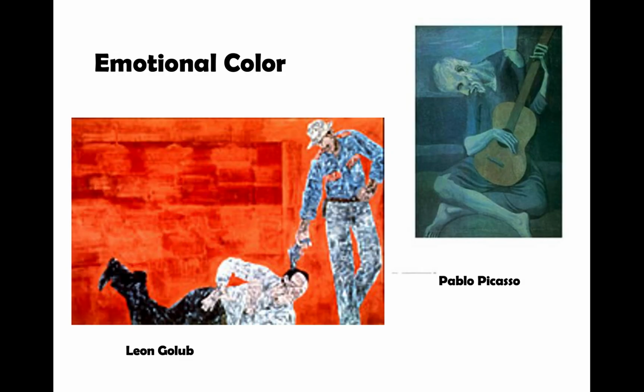Emotional color. If you want to evoke a strong emotional response from the viewer, color is a really effective way. Leon Golub in the 1970s did a whole series of pieces about terrorism and really disturbing work, and notice that he uses blood red for the background of that piece. And then, of course, we already talked about Pablo Picasso's use of color for emotional purposes.